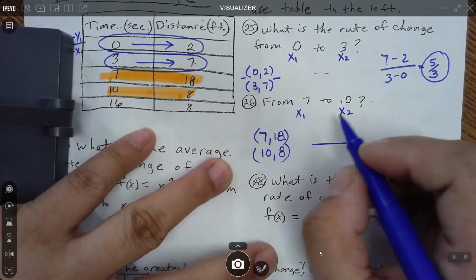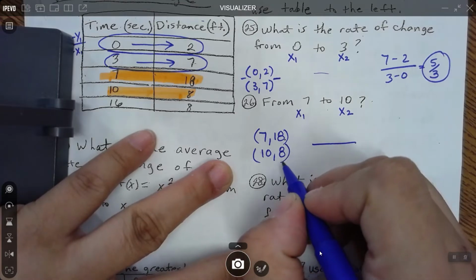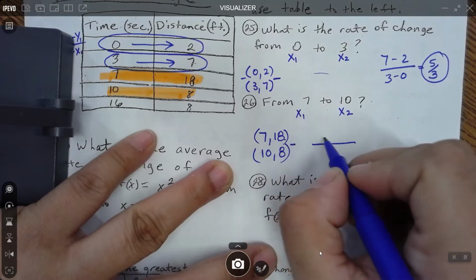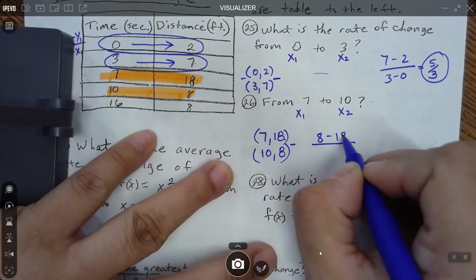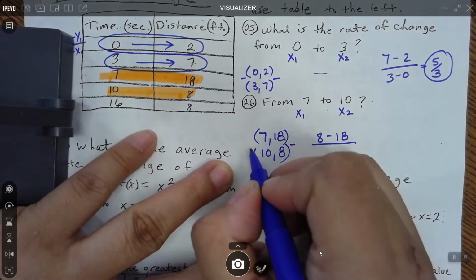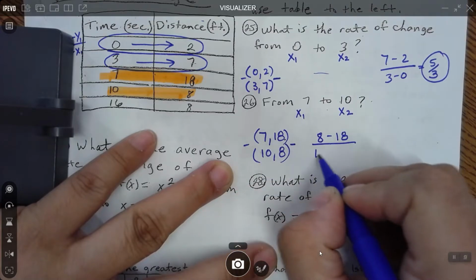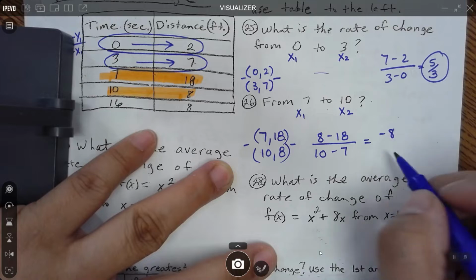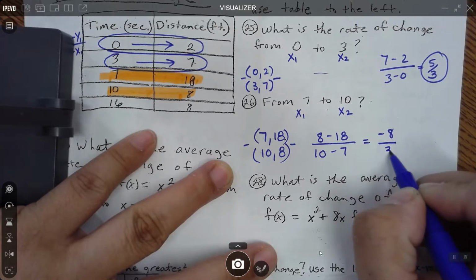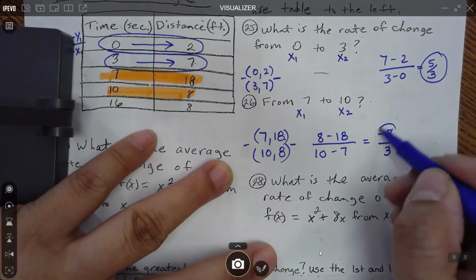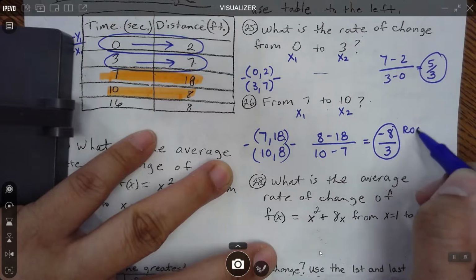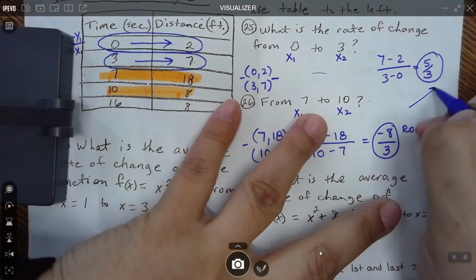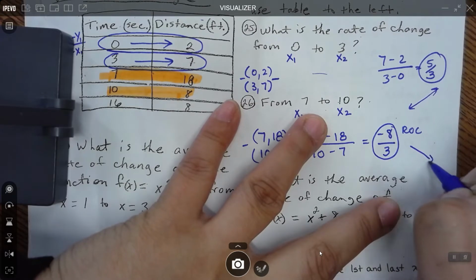Right? And so for the rate of change, it's going to be the second y minus the first y. It's going to be 8 minus 18, and then 10 minus 7. All right, so it's this negative 10 over 3. So the rate of change is negative 10 over 3. Okay, so this one's a positive slope, and this one's a negative slope.